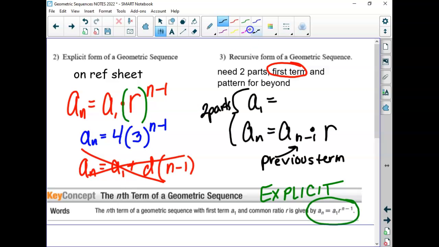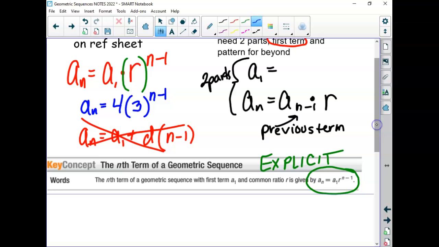So can anybody tell me for the one we just did? Remember, they don't state the two parts in that order usually. Let me move this down out of the way. Maybe, just kidding, why isn't it moving?